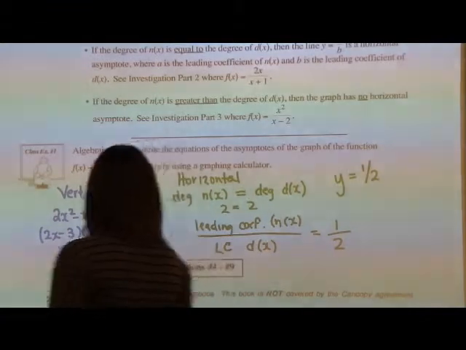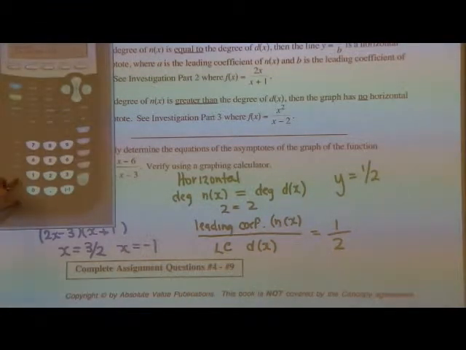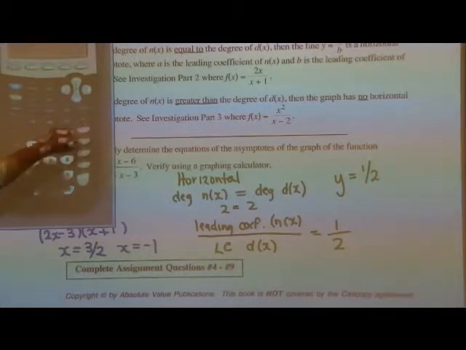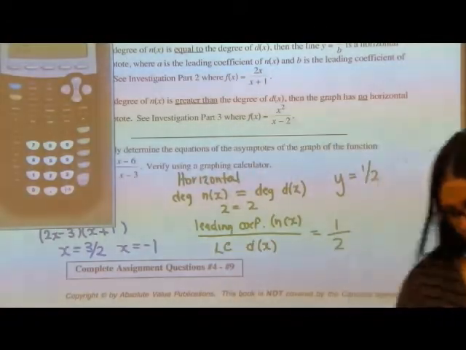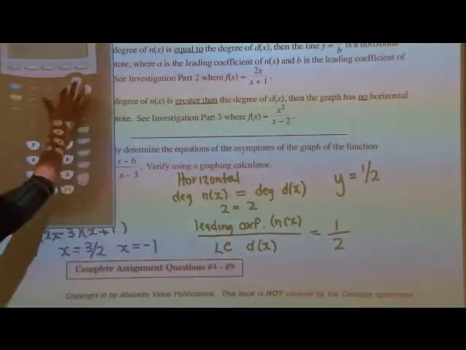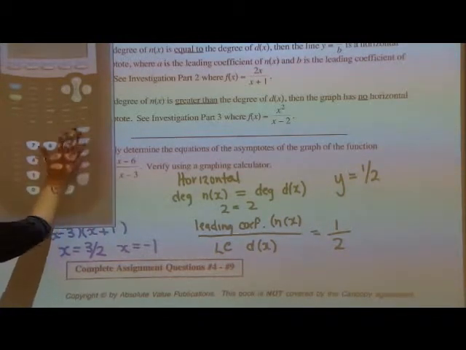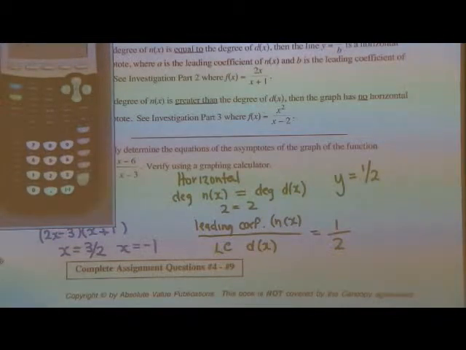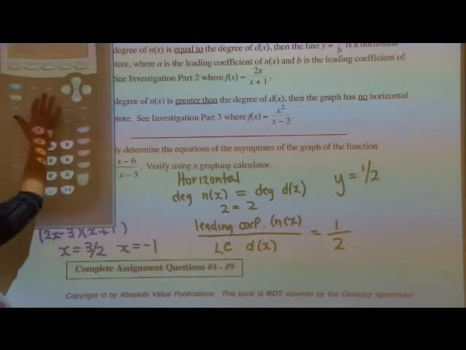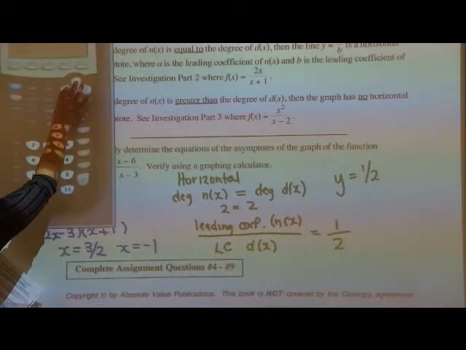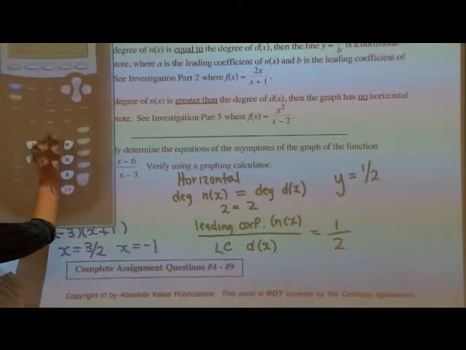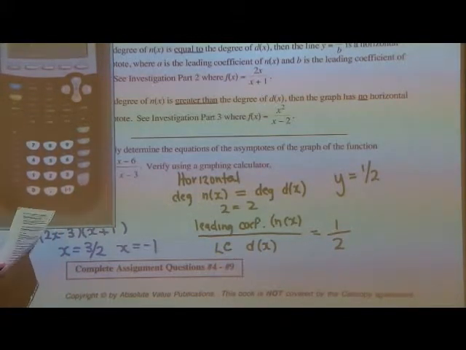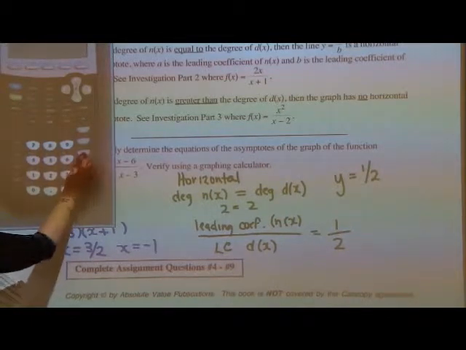So if I grab my calculator and bracket x squared minus, is it minus x or plus x? Sorry. Plus x, minus 6, divided by, oh sorry, I have to put a bracket there, 2x squared minus x minus 3.